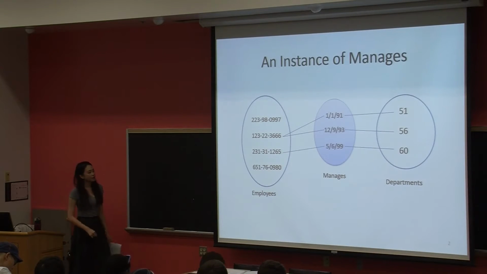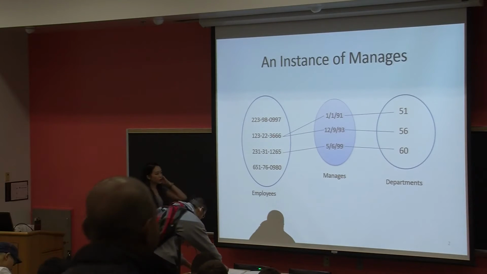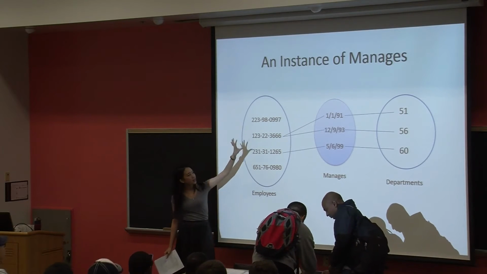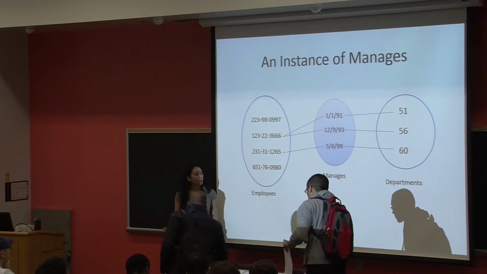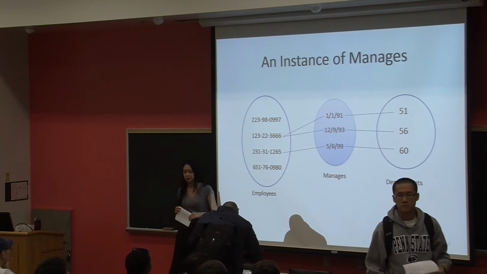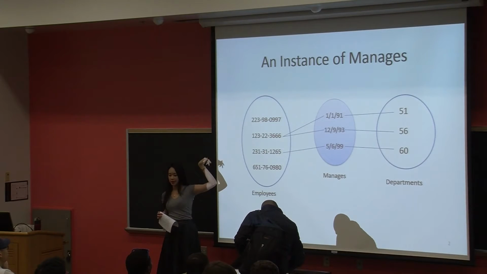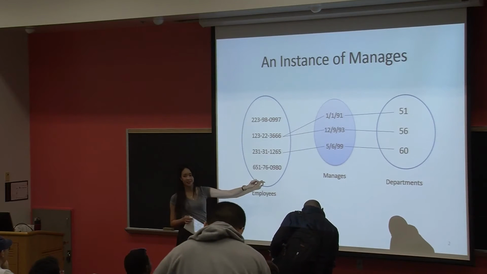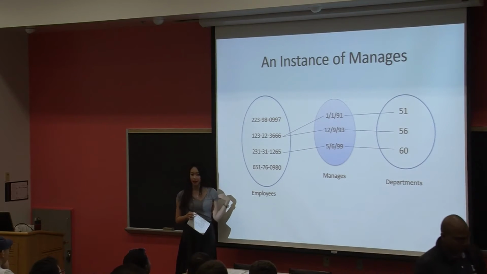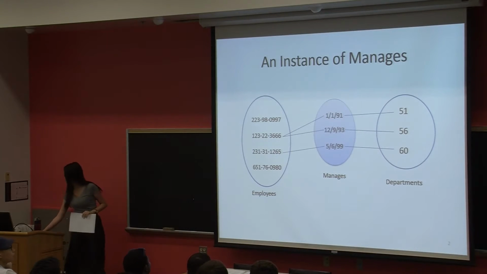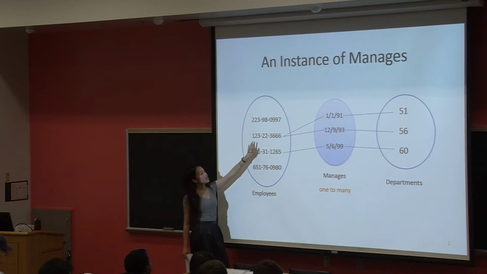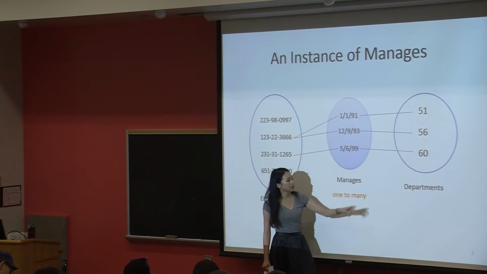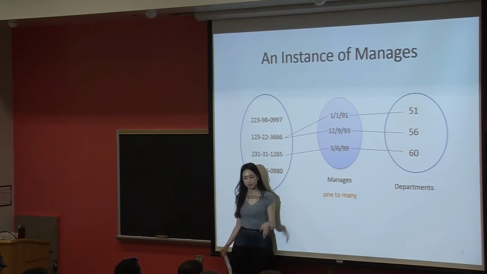So this is an instance of manages. If we start by looking at the manages relationship, who can tell me, judging by the employees and the departments here, what is the manages relationship? Remember, we have 4 kinds of combinations. This can be one to many, right? Because here, one employee can manage multiple departments. However, one department can only be managed by one employee.